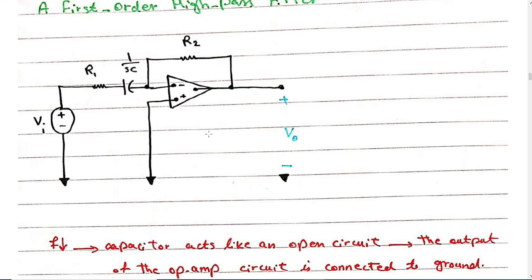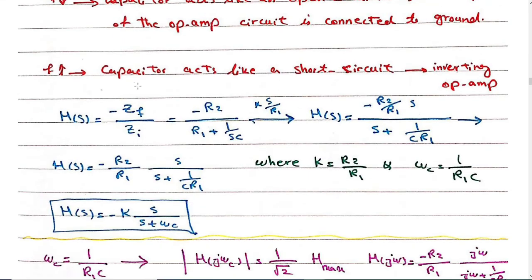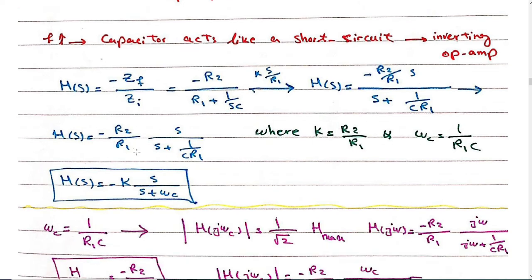Okay, Vout over Vi is the transfer function. What is the relation between Vout and Vi? It is minus ZF over Zi. So what is ZF over here? R2. So what is Zi? R1 plus 1 over SC. So what is the transfer function now? If you rearrange the equation, you will get something like this. Is that correct? Okay, this is the transfer function.